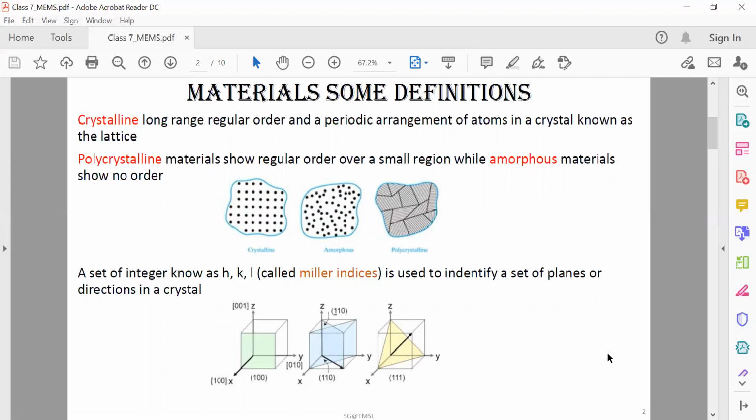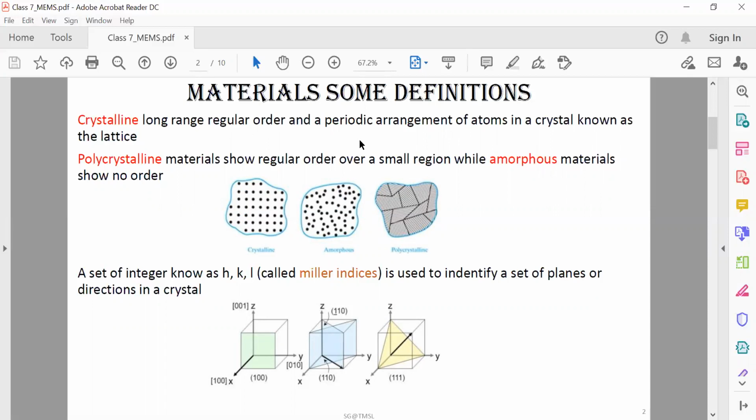Here there are three kinds of materials: crystalline, polycrystalline and amorphous. There is a difference between crystal, polycrystal and amorphous materials, and certain differences are there. You should not confuse yourself between polycrystalline and amorphous.